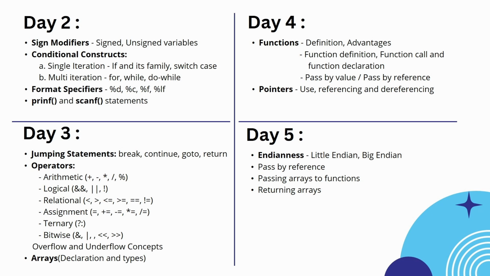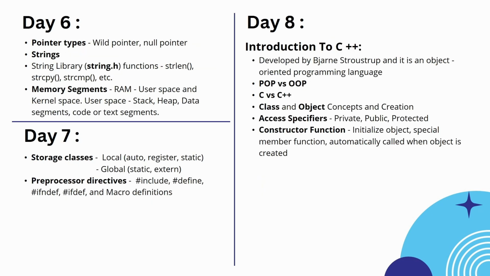Day 5, we learnt about endianness, little endian and big endian. Then we learnt about pass by reference in detail using pointers, and then passing arrays to functions, and about returning arrays. Day 6, we learnt about pointer types, which include void pointer and null pointer. Then we learnt about strings, what are strings, and then we learnt about the string library functions: strlen, which gives the length of the string, strcpy, which copies the string, strcmp, which compares the string, and many more.